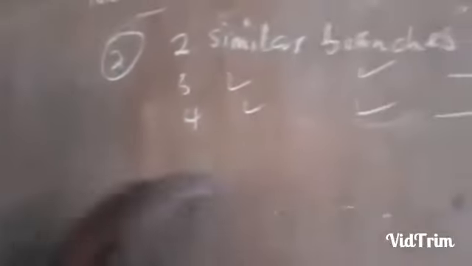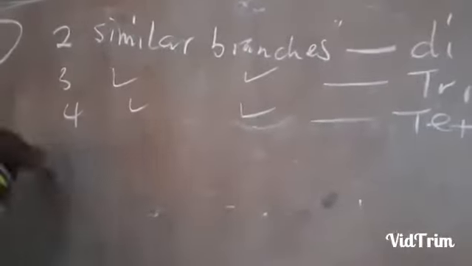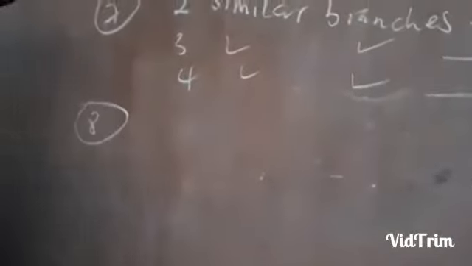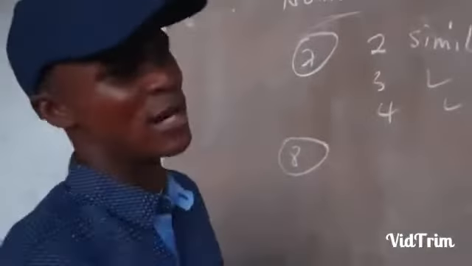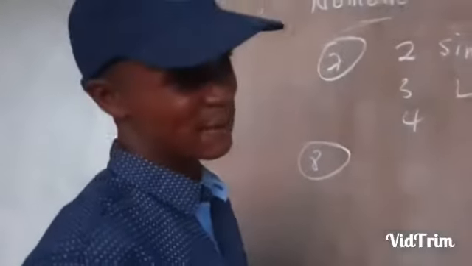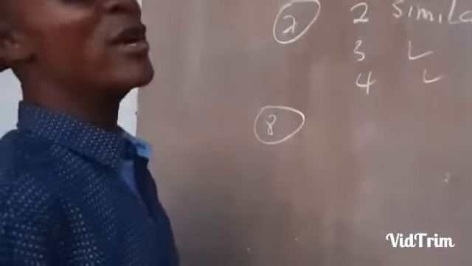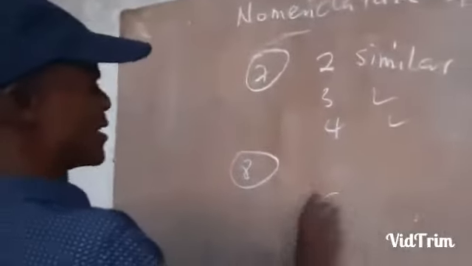Anytime you have 2 similar, that means they are the same, 2 of them, you use di. You see 3 of them, you use tri. You see 4 of them, you use tetra. We now go to rule number 8. Rule number 8 says where similar branches are present on the same carbon atom, we use the number twice. That means we use that number 2 times. Let us demonstrate that.